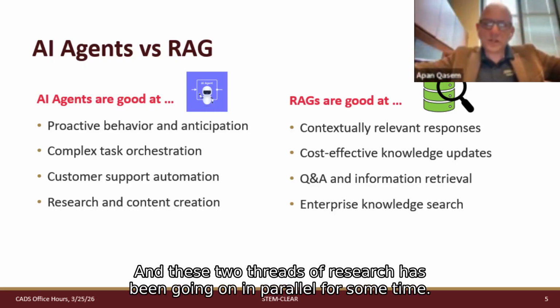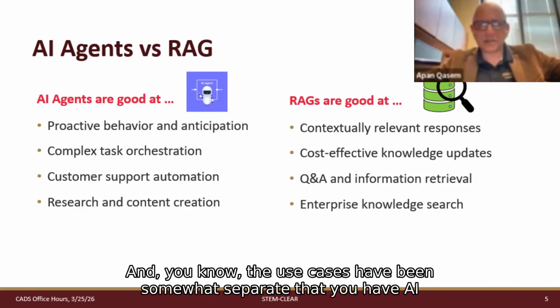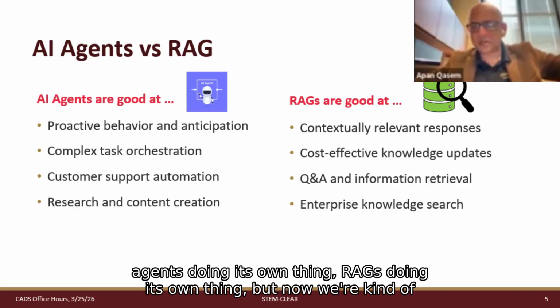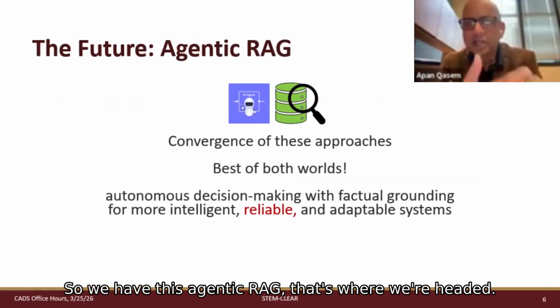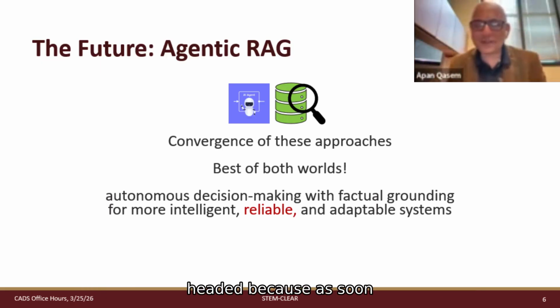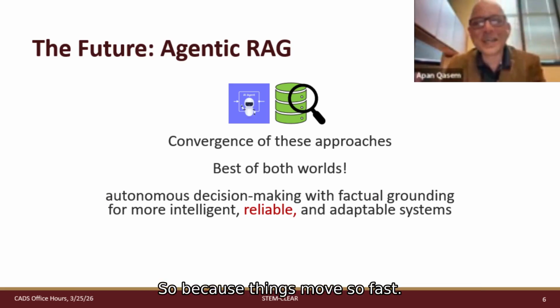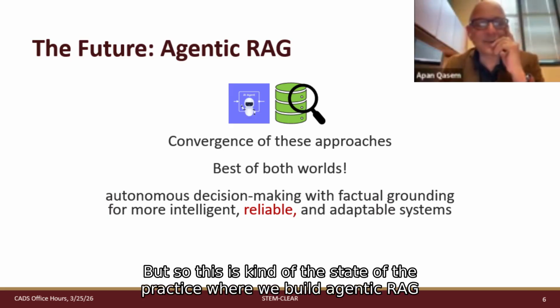And these two threads of research have been going on in parallel for some time, and the use cases have been somewhat separate. You have AI agents doing their own thing, RAGs doing their own thing, but now we're kind of converging, right? So we have this agentic RAG. That's where we're headed. Well, in the AI world, it's difficult to say that's where we're headed, because as soon as you say something that's going to happen in the future, it's right there, right? Because things move so fast. But this is kind of the state of the practice where we build agentic RAG models.